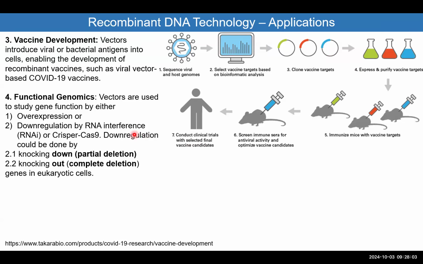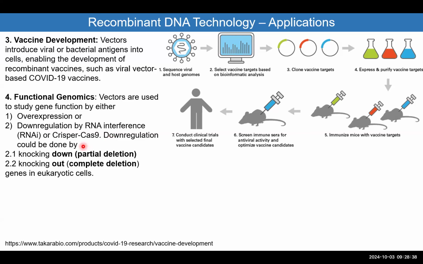The other thing is, when we discuss functional genomics, this means we can clone those genes into vectors, and we can either overexpress the genes, meaning make many, many copies of the same gene, or we can downregulate the gene, meaning we can make lower copies of that gene in one way or another. And again, gene silencing is one way where we do downregulation, by using RNA interference or CRISPR-Cas.